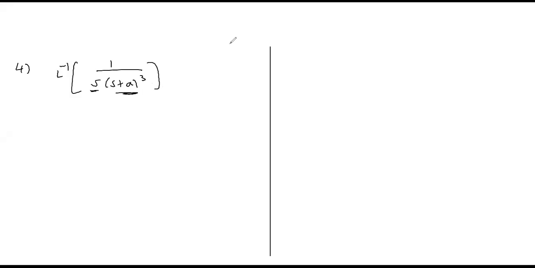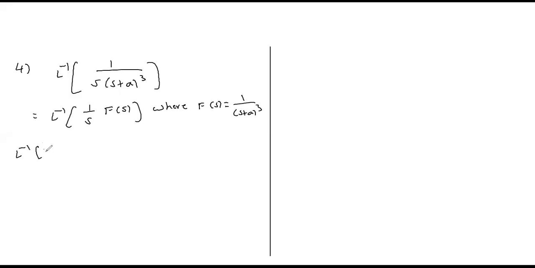Okay, now I can see the division by s property. So this can be written as L inverse of 1 by s into f of s, am I right? Where f of s is 1 by (s plus a) whole cube. Now what is L inverse of f of s, which is f of t? That is L inverse of 1 by (s plus a) whole cube. Now what is the advantage in writing like this?